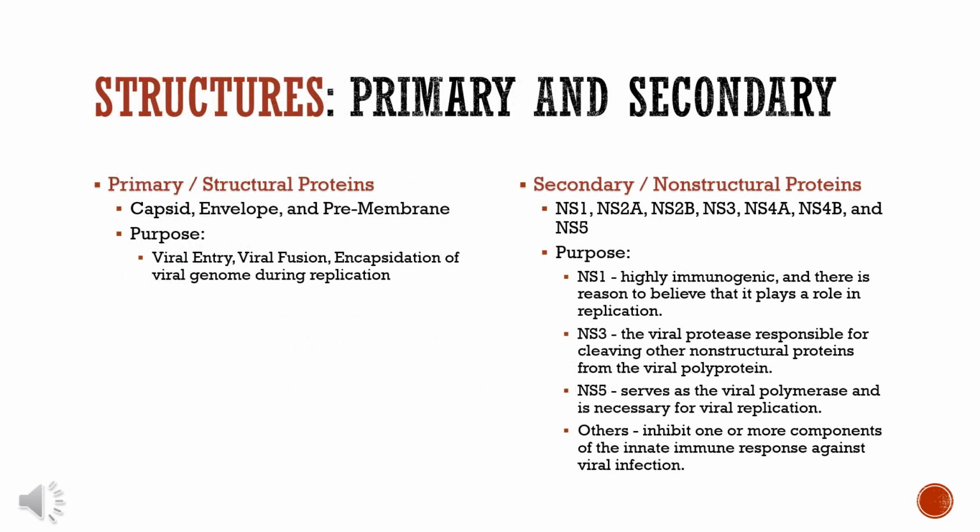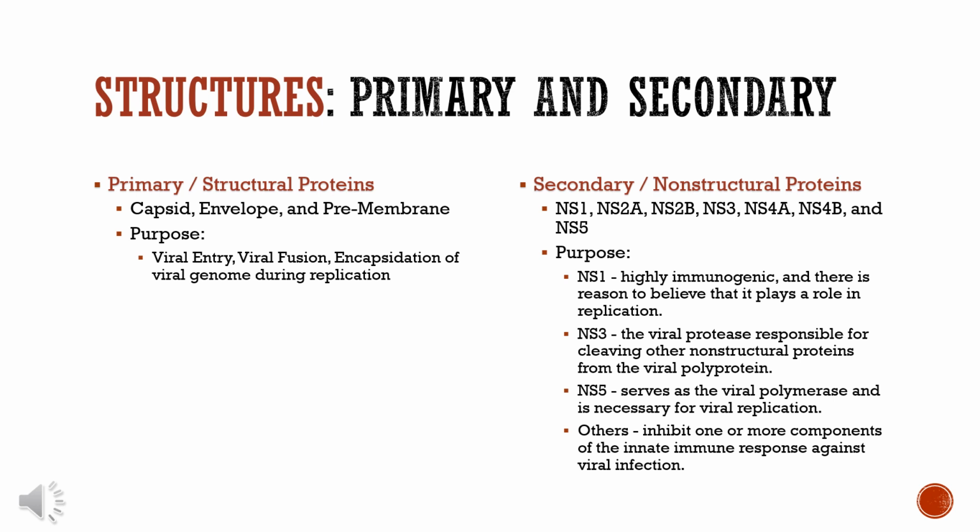When talking about the structures of the West Nile virus, they are grouped into primary or structural proteins, or secondary/non-structural proteins. The structural proteins are capsid, envelope, and pre-membrane. The purpose of all three of these is to aid in viral entry, viral fusion, and encapsulation of the viral genome during replication. The non-structural proteins include NS1, NS2A, NS2B, NS3, NS4A, NS4B, and NS5.